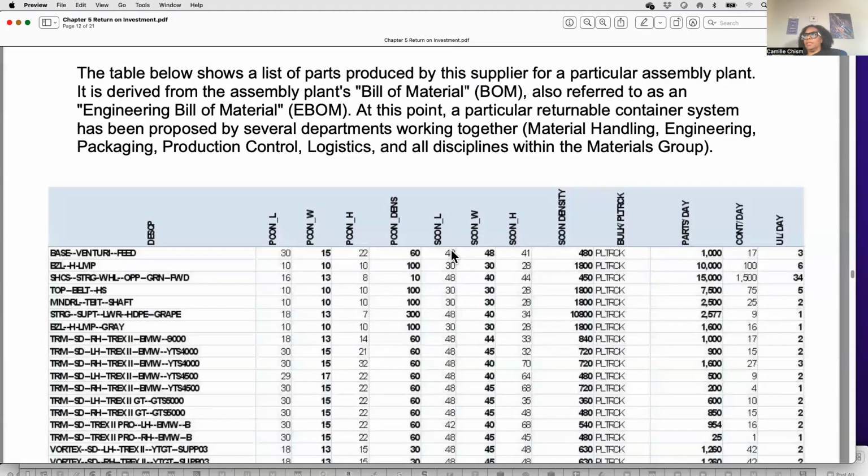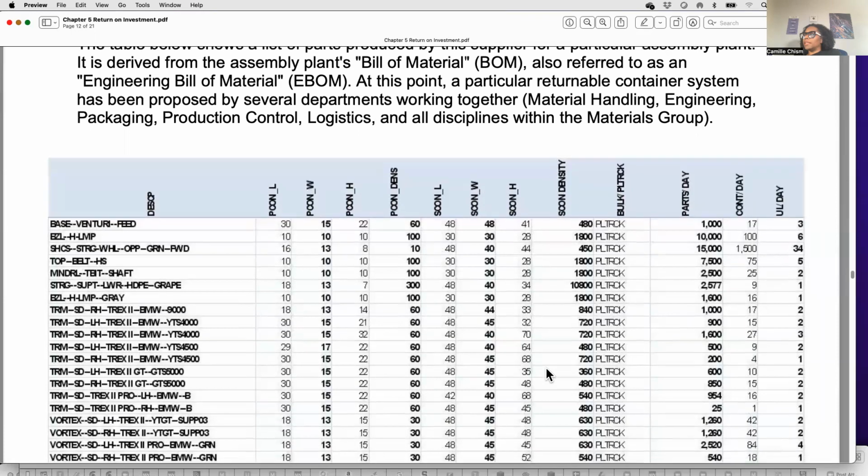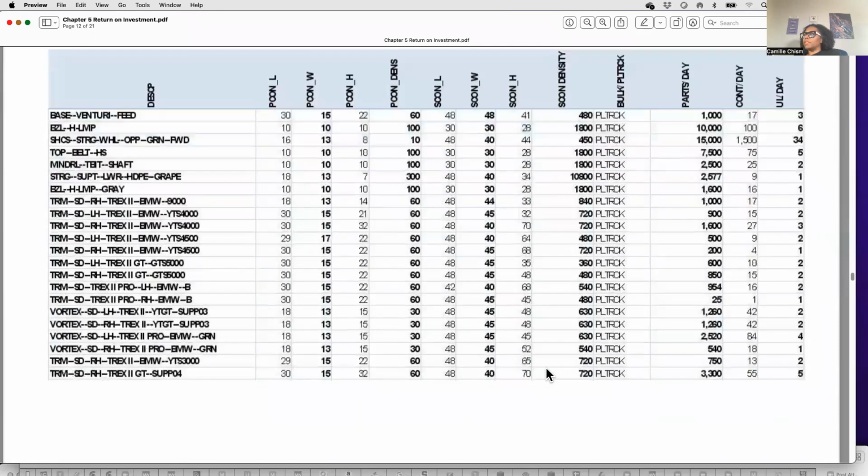This could be, okay, let's look at this. For example, this one, the density for the primary container is 60. So that could be a tote, it could be a bulk bin. This density, that could be a full unit load, it could be a pallet full, it could be a bulk bin. I was trying to see if there are any in here that are the same, and it doesn't look like it.